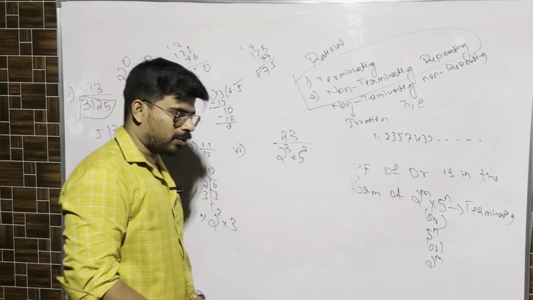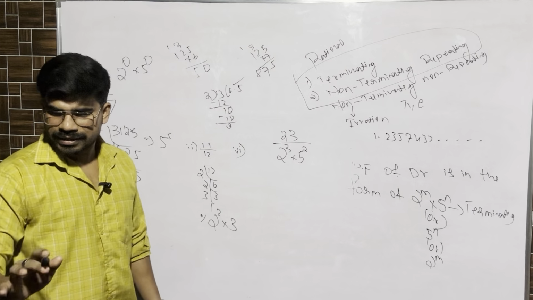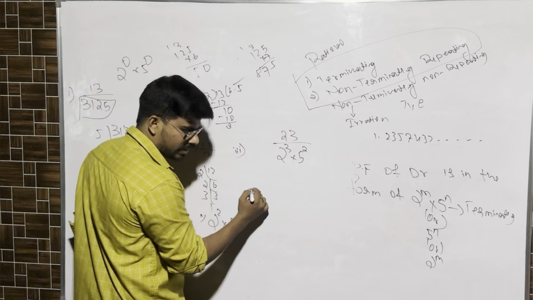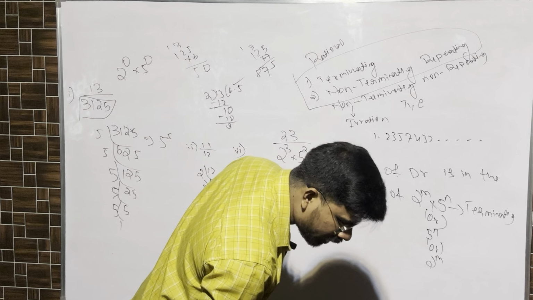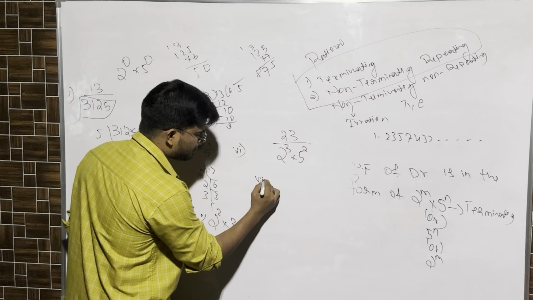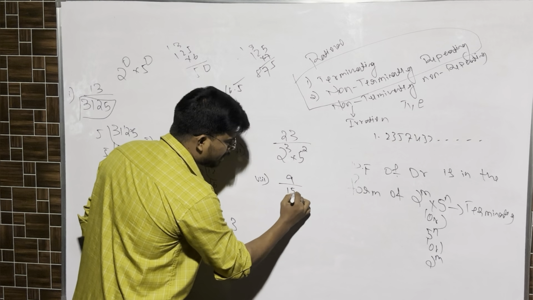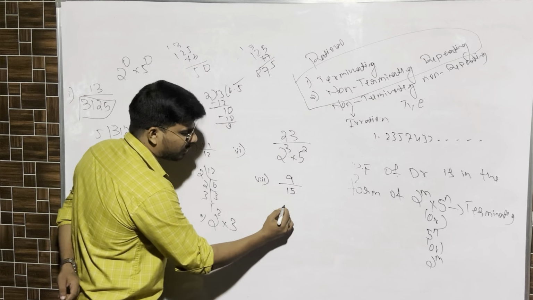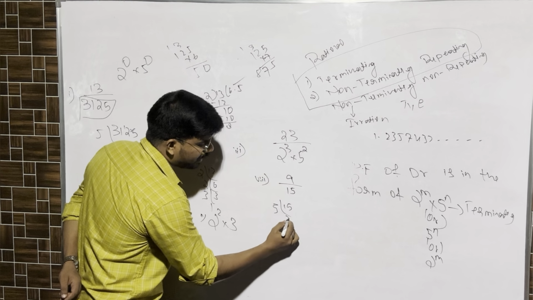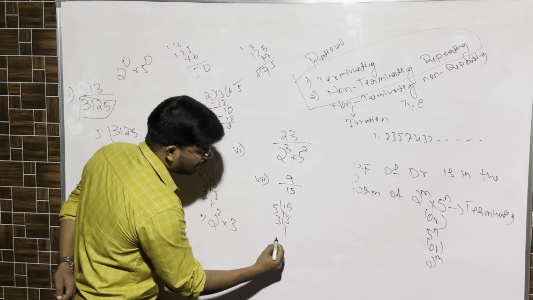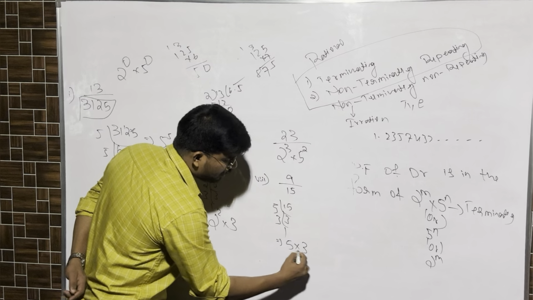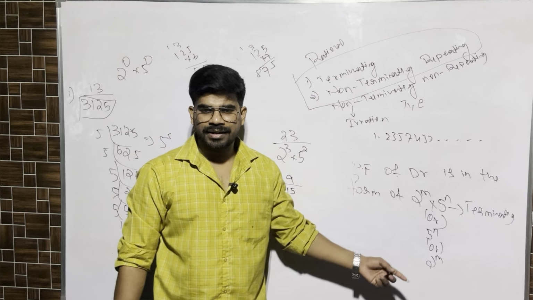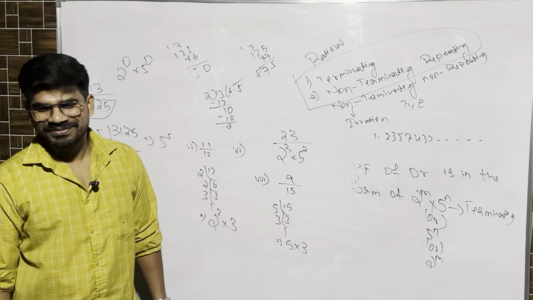Now here in this question, understand, this is quite tricky. 9 by 15. We have to find the prime factors of 15. 5 3s are 15, 3 1 is 3. Terminating or non-terminating? Non-terminating, because we got 5 and 3.